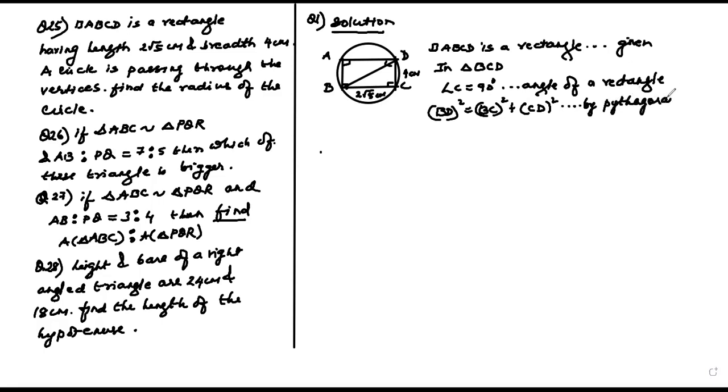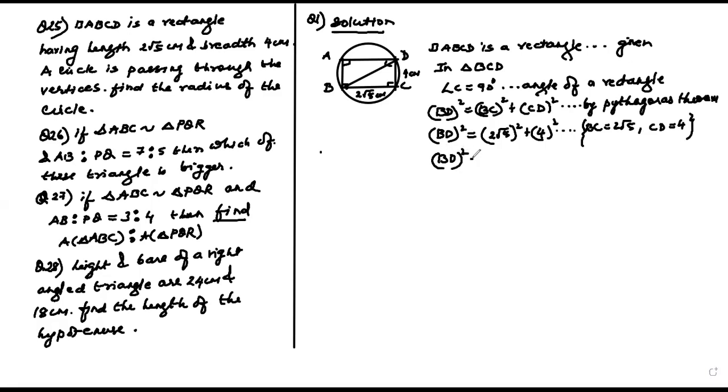Now look, the values are given in the question. BD is not given, but the other two sides we know. BD square equal 2 root 5 the whole square plus 4 square. You can understand, children, because they're given in the question, the length BC is 2 root 5 and CD is 4. So now what will happen? Therefore, BD square equal 20 plus 16. How much do you get, children? BD square equal 36. So what is BD equal, children? BD equal root of 36, which is 6 centimeter.